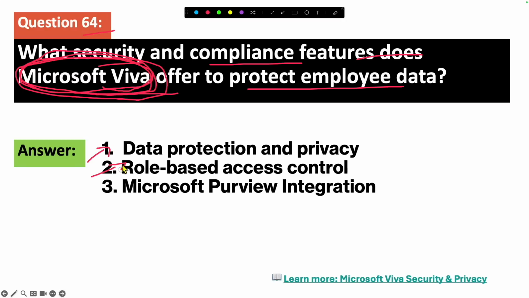Second, role-based access control. Here, admins can configure who has access to the learning and insights and topic management. And based on that role-based access, they can access this. Not everyone can access it. If you want to restrict it, you can restrict it using RBAC. Third, you can integrate Microsoft Purview with Viva, which ensures that Viva data complies with the industry regulations. So if you are a European customer, you want to implement GDPR or ISO 27001 or whatever, Purview integration will help you integrate that to make it more secure.